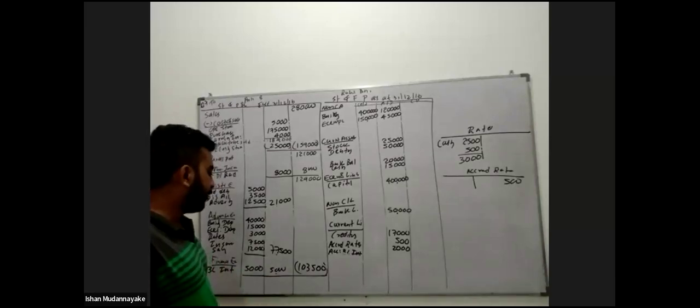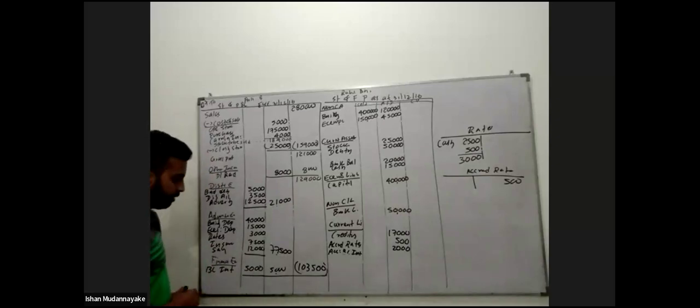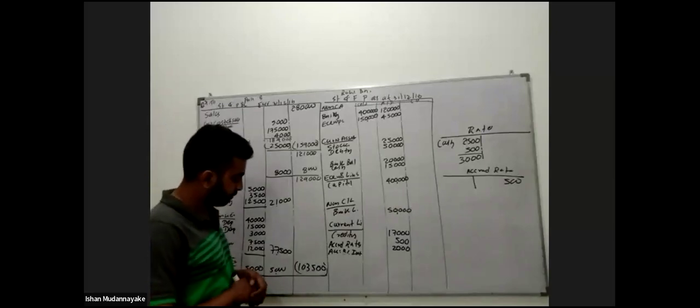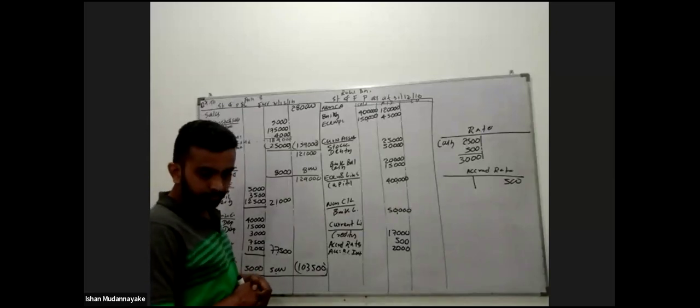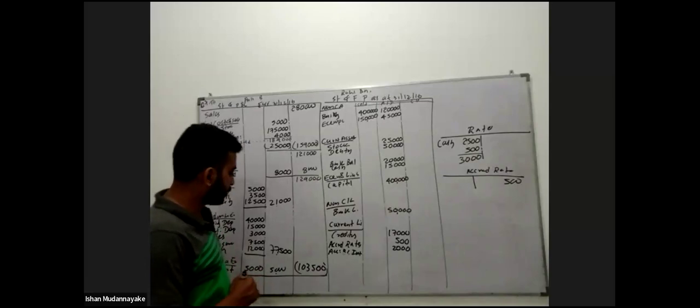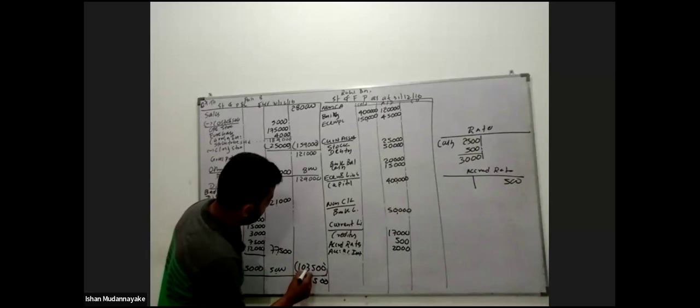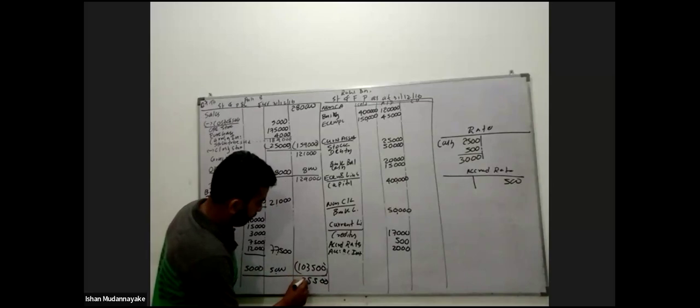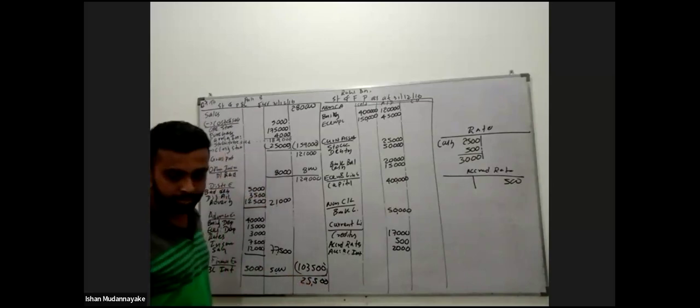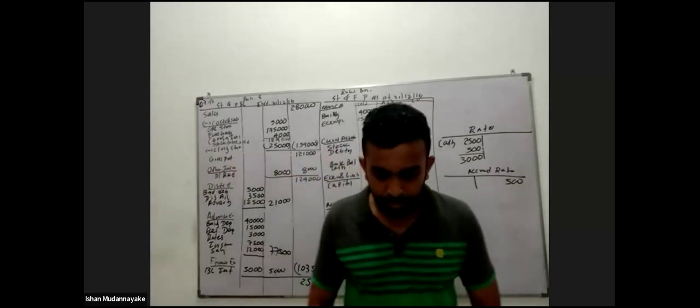Then now how much is the profit? Profit of the period, how much? Net profit how much? $25,500. Is it correct? Yes, sir. Is net profit correct? Yes, sir. Okay. Right.